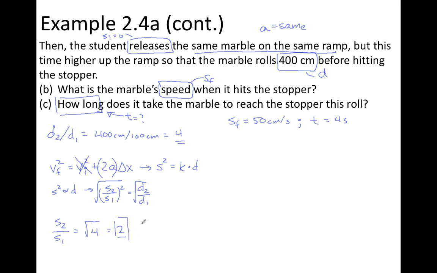And now that's just a simple calculation. It hit the stopper at 50 centimeters a second, dropped from the first distance. So that's going to mean that the new speed is twice that, and so that is twice 50 centimeters, or 100 centimeters per second.